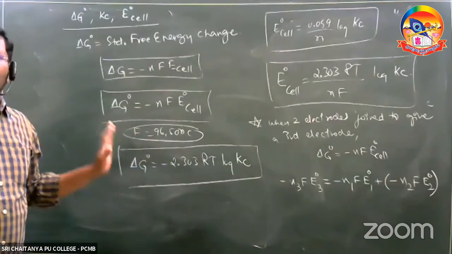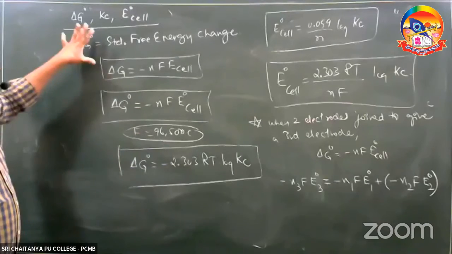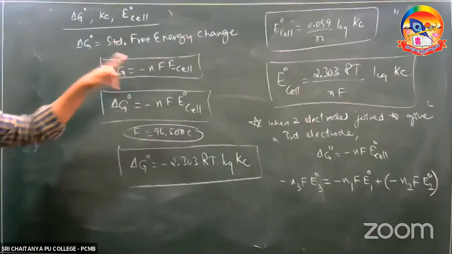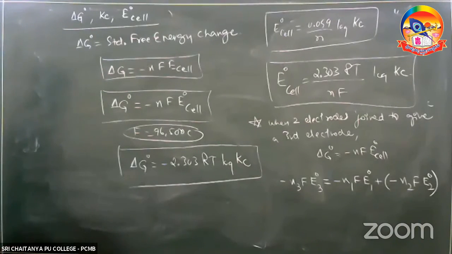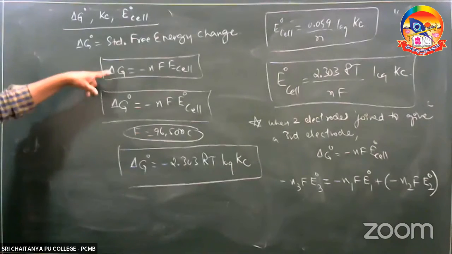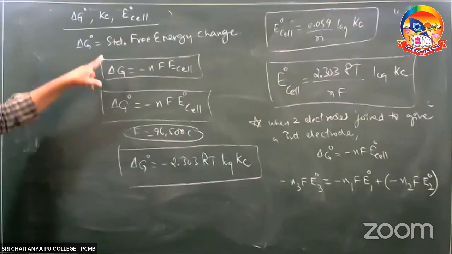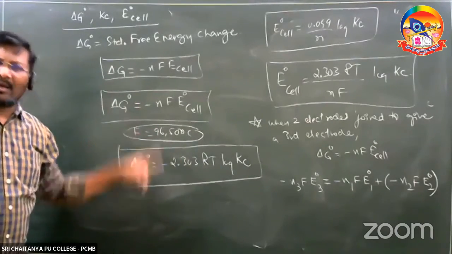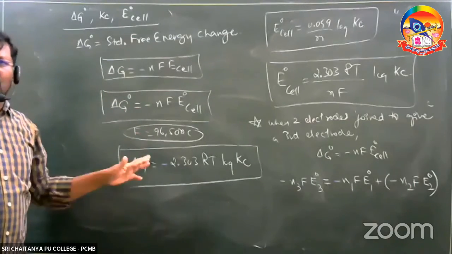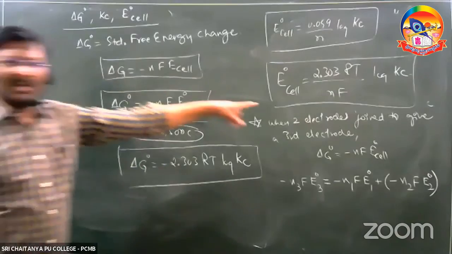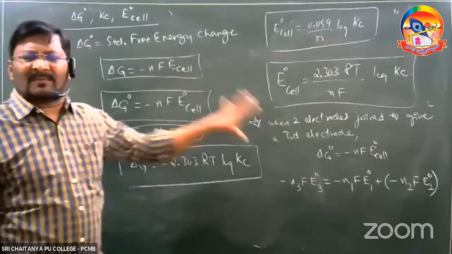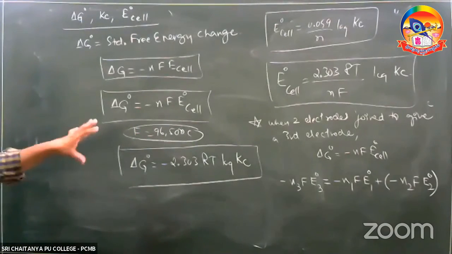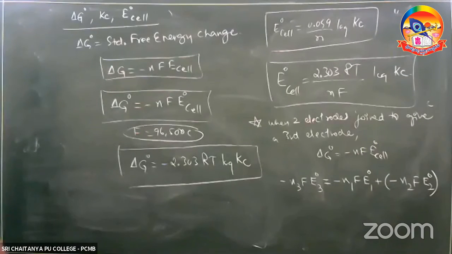See like this: delta G naught, standard free energy change, Gibbs energy, it is also called Gibbs free energy. These formulae in first year also we have seen, all this in the first year thermodynamics chapter. So E naught cell is involved now. So in second year also we are discussing the important formulae for competitive exams. So remember all this.